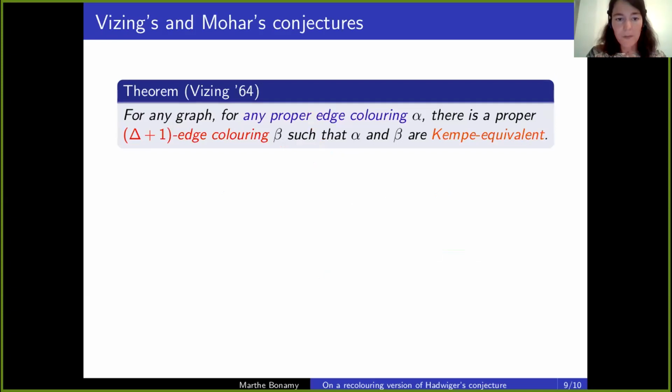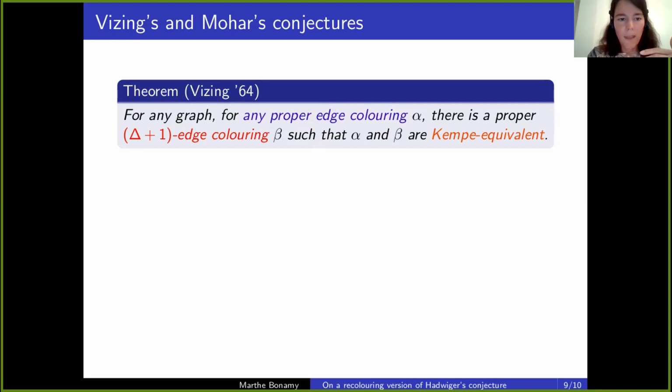And what he actually proved is you can start from your favorite edge coloring, doesn't matter how many colors are involved, and just through a series of Kempe changes, you're eventually going to decrease the number of colors involved so that you eventually end up with a delta plus 1 edge coloring. So that's really what he did in his initial 1964 proof. So really start from anywhere, through a series of Kempe changes, you can go down to a delta plus 1 edge coloring.